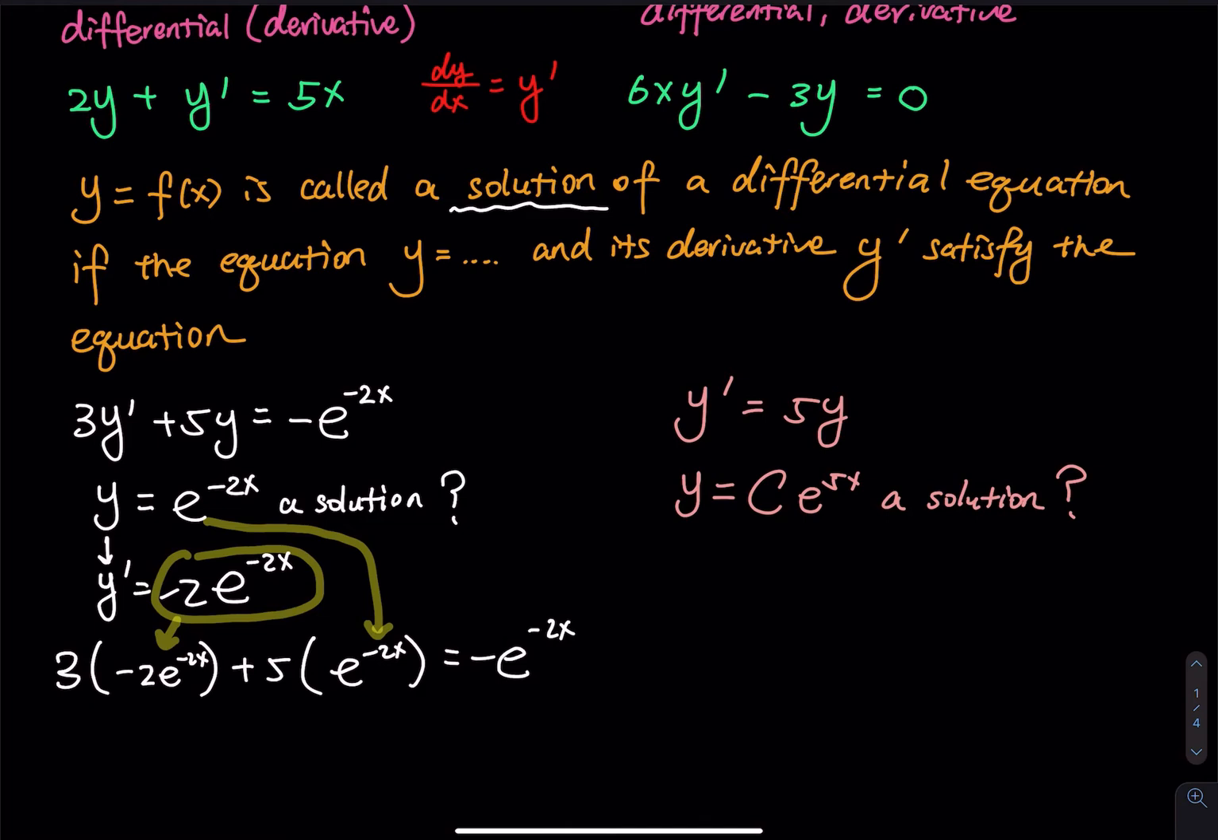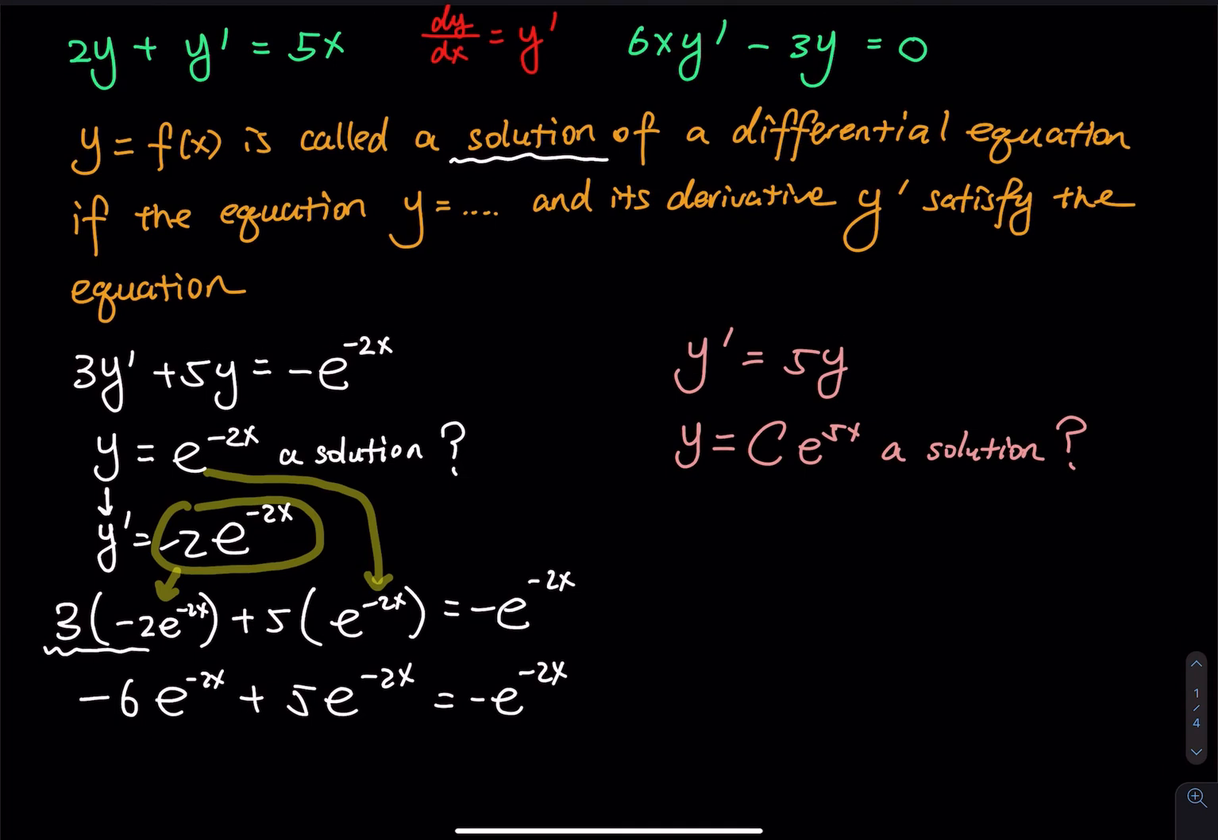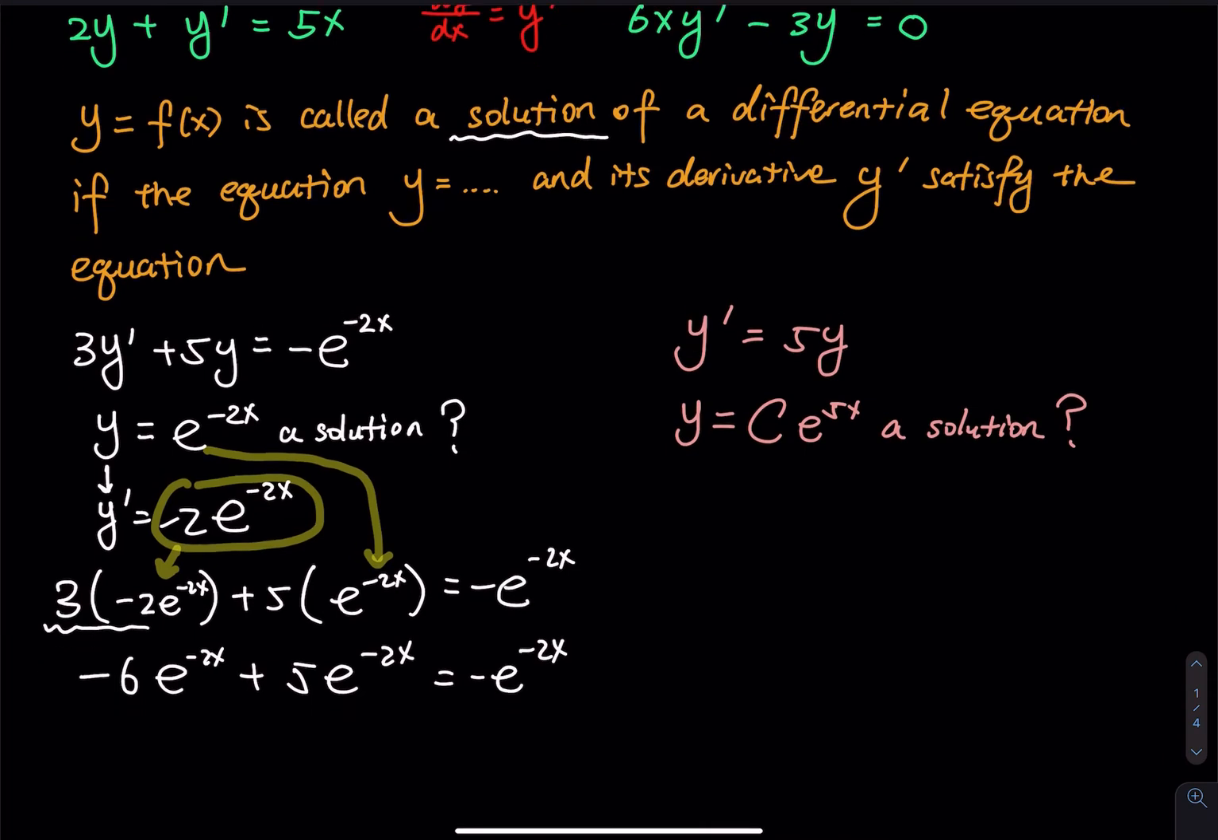The next step is to multiply the 3 and negative 2. So we have negative 6e to the negative 2x plus 5e to the negative 2x equals negative e to the negative 2x. I can see that negative 6 plus 5 equals negative 1, so I have negative e to the negative 2x equals itself. So this checks out. Okay, what about the one on the right?